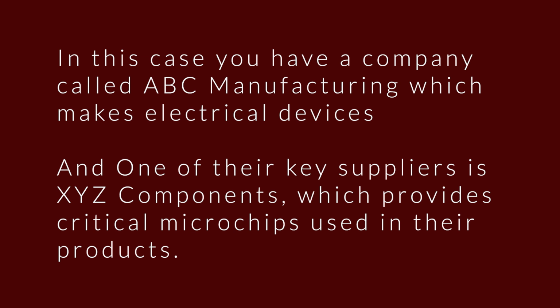Let's look at this from a practical perspective. You have a company called ABC Manufacturing, which makes electrical devices. One of their key suppliers is XYZ Components, which provides critical microchips used in their products. When you're dealing with suppliers, you're going to have key performance indicators to assess things like delivery and quality. All the numbers you get from your key performance indicators are data, so that is what you're going to use in this case.